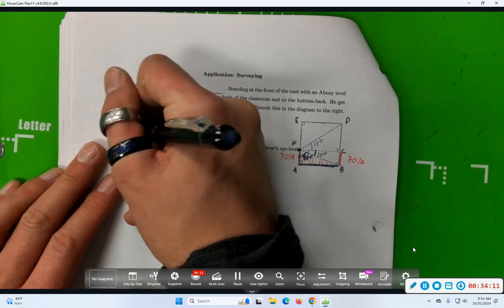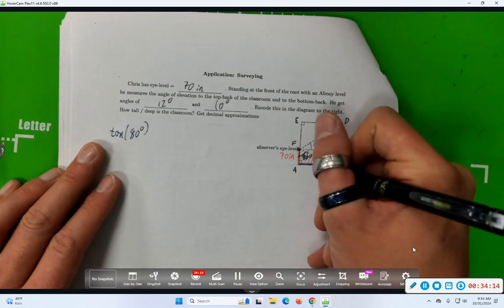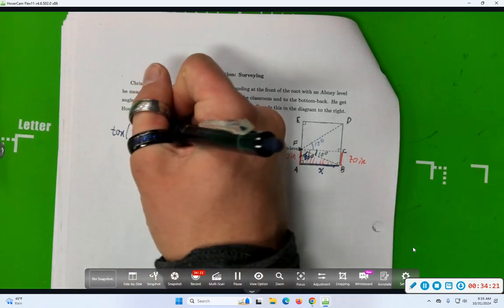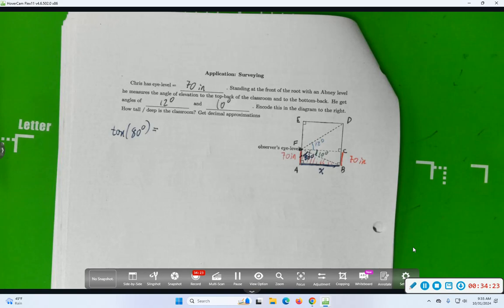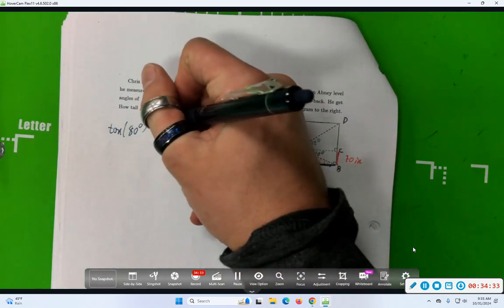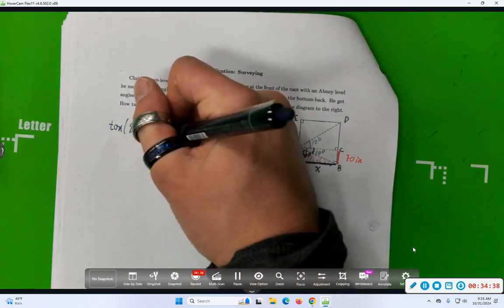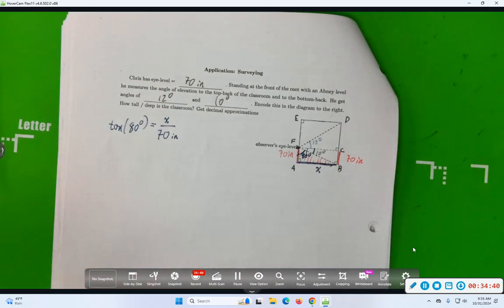Tangent of 80 degrees. Ooh, maybe I'll make up a variable name. Let's call that side length x, so I don't have to write the side length from A to B over and over again. Tangent is opposite over adjacent. What's the opposite side length? It is the unknown side length x. What's the adjacent? 70. And maybe I'll record the inches. If you want to drop the units, then that's your business.